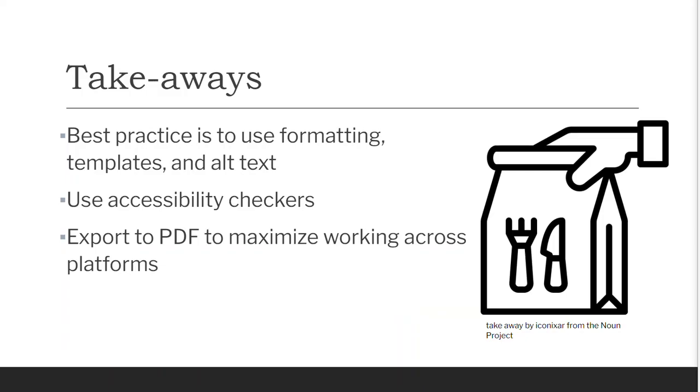All right, final takeaways. The best practices for accessibility are to use formatting, the templates, and adding alt text, which you can learn how to do using those checkers. Use the accessibility checkers, and then export to PDF to maximize working across platforms.